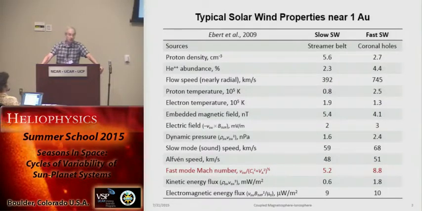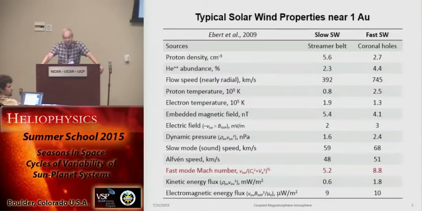And the solar wind is super fast, and so we would expect shock waves to occur due to the speed of the solar wind. Now, the intermediate mode, yes, please.